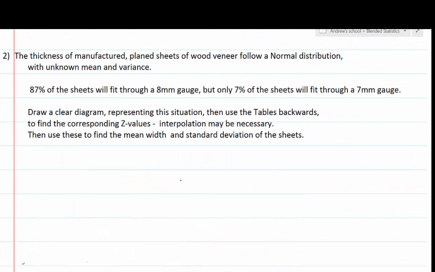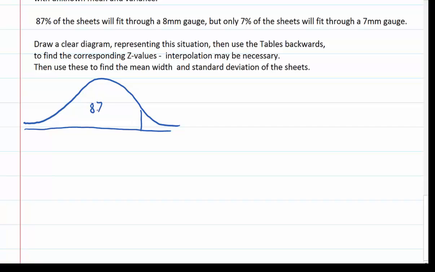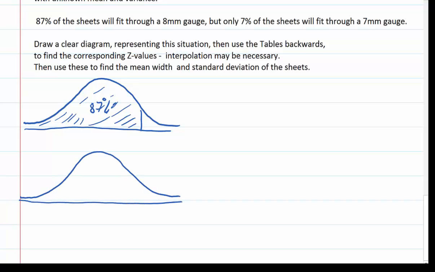Okay, moving on to the second big example, a classic question which requires the use of the inverse tables and setting up a pair of simultaneous equations. First thing is to make sure you understand the question. If 87% of the sheets will fit through the gauge, then their width must be less than 8 millimeters. So what we have is a normal distribution, and we know that 87% of the widths are less than 8 millimeters, and we also know from the other end that 7% of the sheets are less than 7 millimeters.